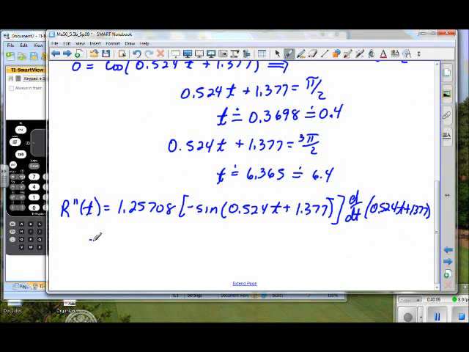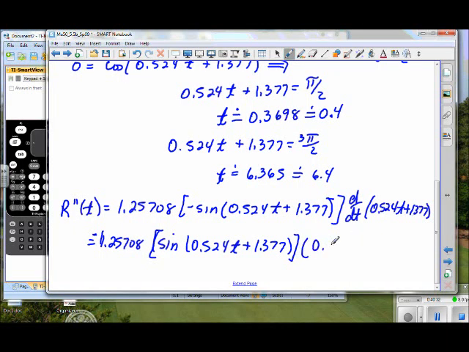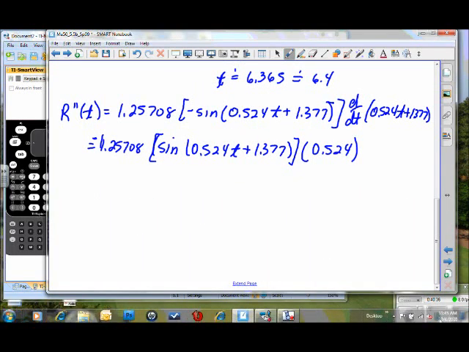and we end up with a second derivative of negative 1.25708, let's make that negative because we do have this negative here, times the sine of 0.524t plus 1.377, times this derivative, which would be 0.524.